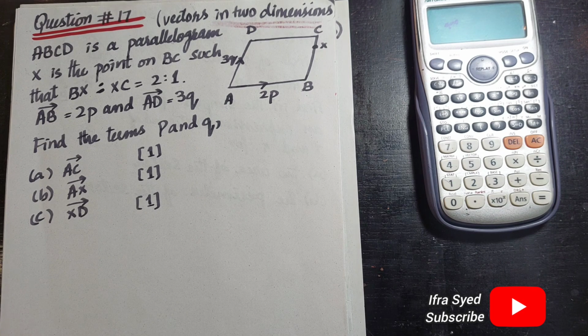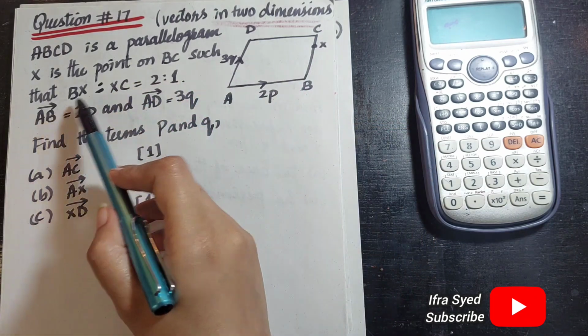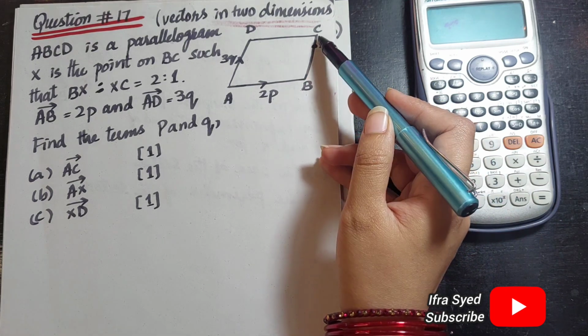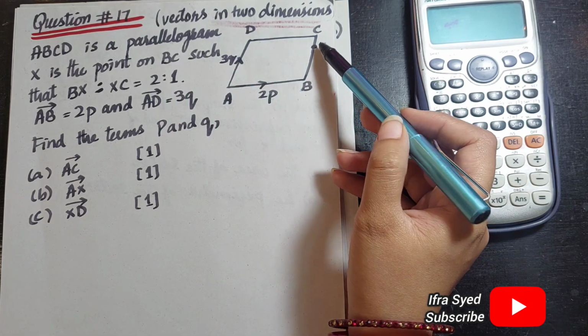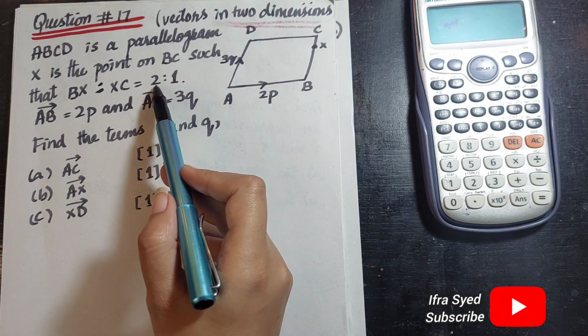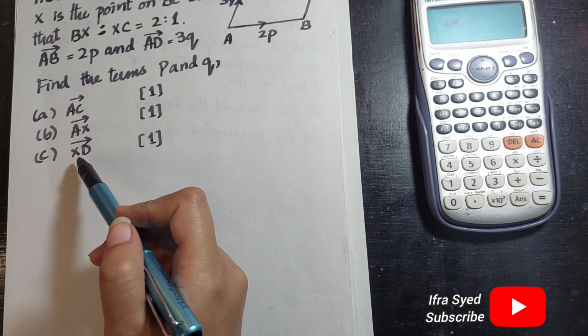In the question it is written that ABCD is a parallelogram, and X is the point on BC, such that BX ratio XC is equal to 2 ratio 1. So the comparison of the ratio of these two segments will be equal to 2:1. As you can see that BX is double of this XC, so that's why it is written 2:1. So AB is equal to 2p and AD is equal to 3q, and we have to find the following terms: AC, AX and XD.